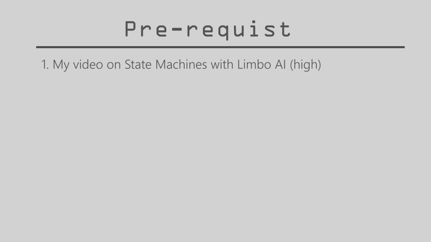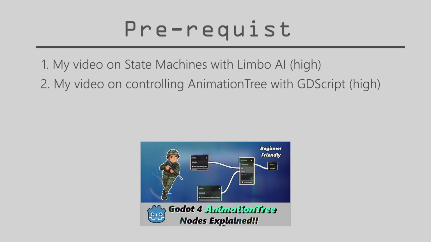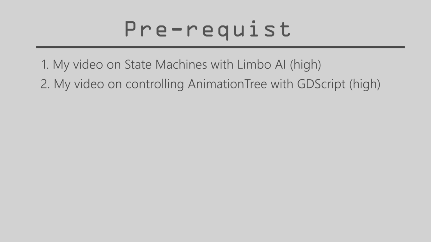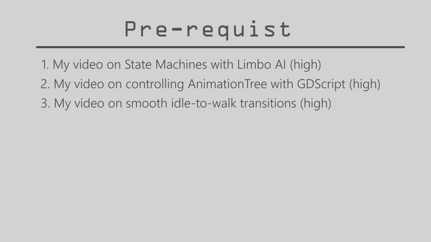basic camera. So the prerequisites for this video are a video about state machine with Limbo AI, and that's available on my YouTube channel. The requirement is high. Then a video on controlling our animation tree node using GDScript, and the requirement is again high because this will teach you how to control all the nodes and understand state machines better. Then I have a smooth walk to idle transition video, also uploaded on my YouTube channel. Again, the requirement is high for that, and some basic programming knowledge so that you have some understanding of what we'll be doing. The requirement is low for basic programming.